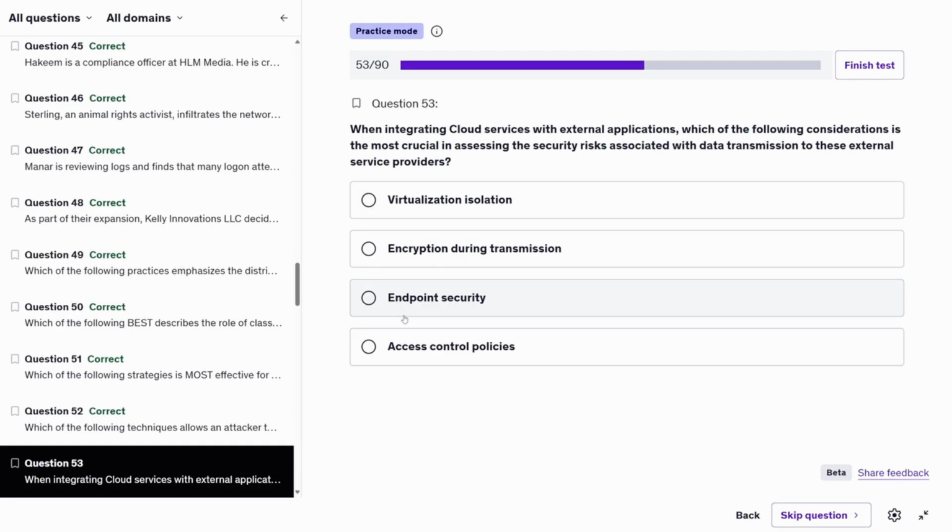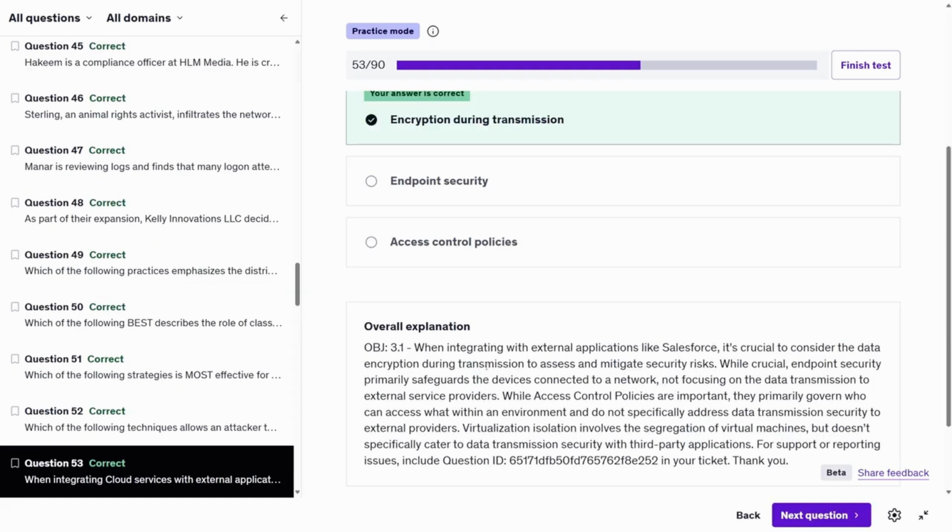When integrating cloud services with external applications, which of the following considerations is most crucial in assessing the security risks associated with data transmission to these external service providers? The correct answer is B, encryption during transmission. When integrating with external applications like Salesforce, it's crucial to consider the data encryption during transmission to mitigate security risks.